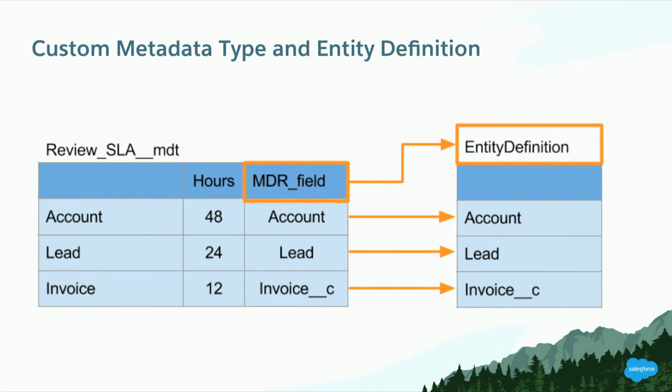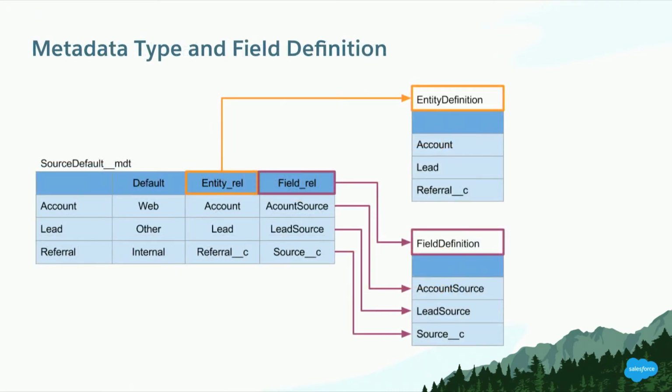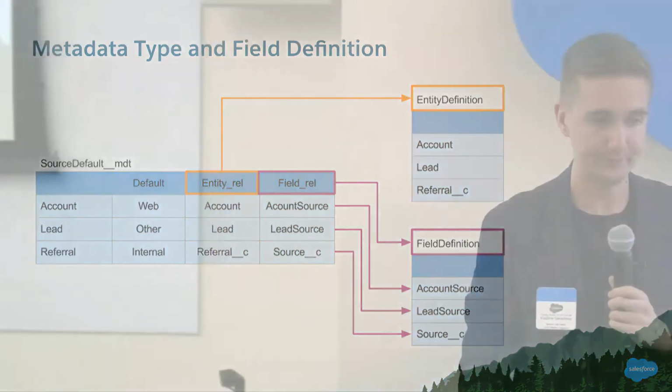And if I extend it to field definition, I can build something like, let's say I want to build a default value for my referral source. So when a new account comes, I know that I need to look at the account entity, find an account field definition called account source, and put web as a default there. And when it comes to my custom object, I'm looking into the custom object definition of Referral__c. And I'm looking for a definition of the field called Source__c. And I can operate and put internal there as a value, just as an example.